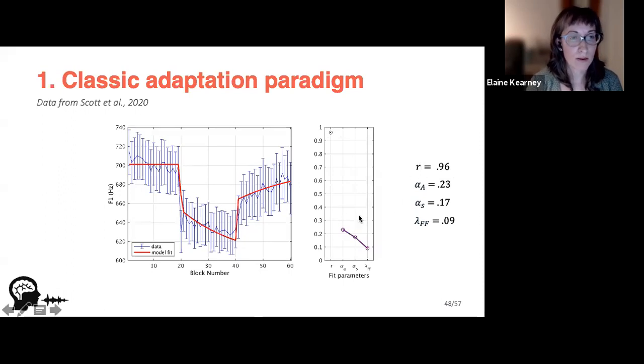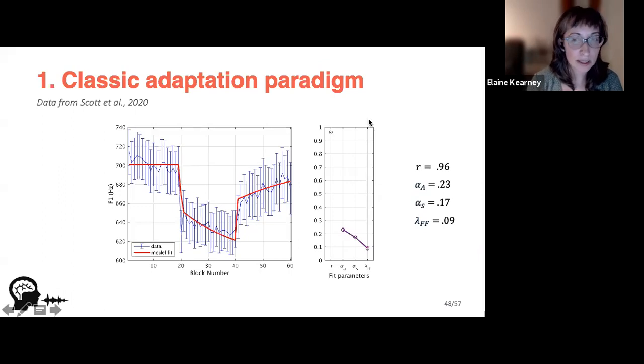We also have the optimized model parameters shown in the figure, and I've just included the text as well because I think it's a little bit easier to read in the context of this presentation. The way to interpret these parameters is that an alpha A of 0.23 indicates that 23% of the auditory error was corrected for within trials. An alpha S of 0.17 indicates that 17% of the somatosensory error was corrected for within trials. And finally, a lambda FF of 0.09 indicates that 9% of the corrective command was added on to the subsequent trials.